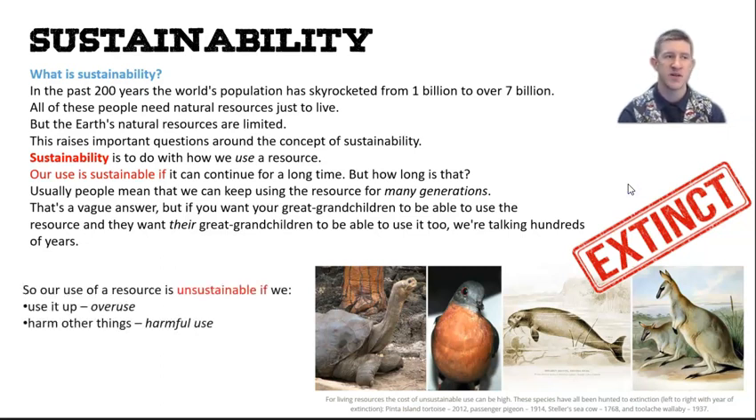So our use of a resource is unsustainable if we use it up, so that ties in with overuse, or it harms other things. So it doesn't necessarily have to be that it runs out. It could be the fact that our use of it is affecting other things. We say that's unsustainable.